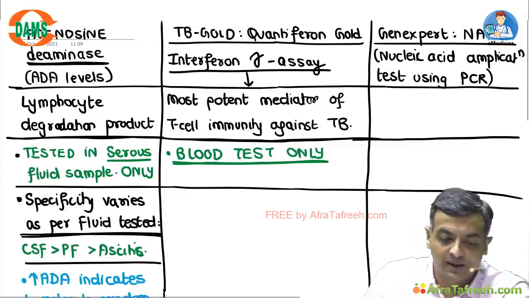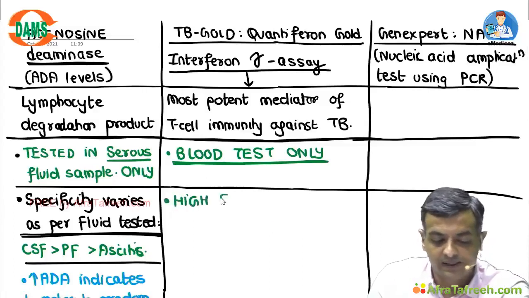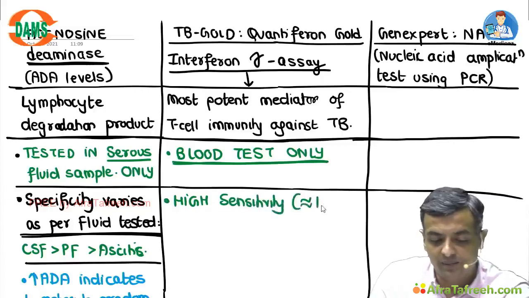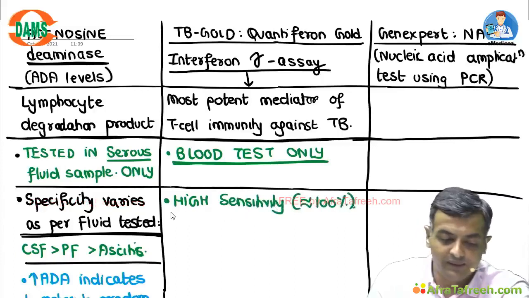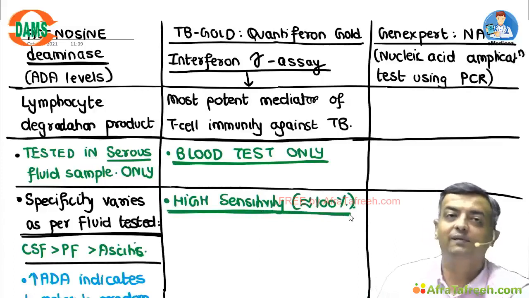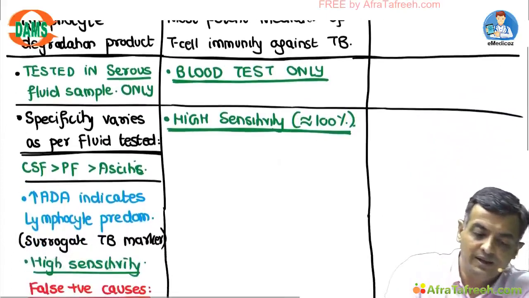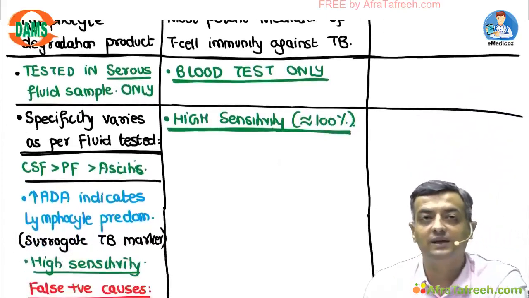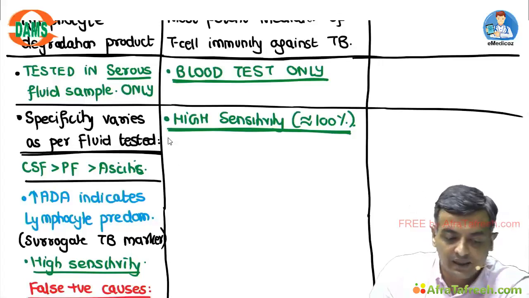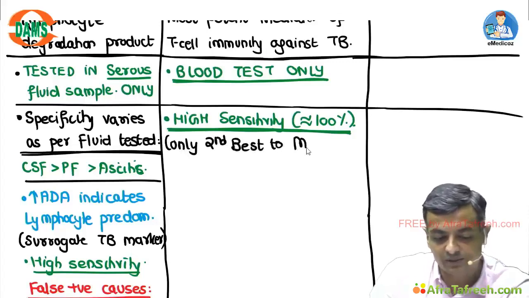The good part is what? It has very high sensitivity, almost 100%. That is the advantage. Even if there is TB in the body, the interferon gamma will be released by the body. The sensitivity is only second best, second only to the Mantoux test.